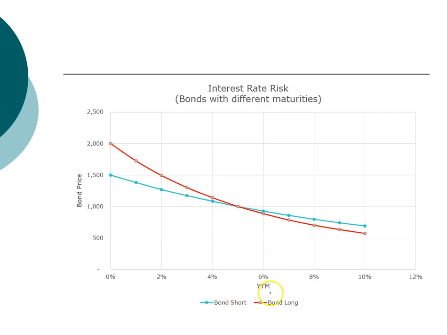Notice that the longer term bond has a much steeper slope. So what that means is when interest rate changes, the drop in price is going to be much greater for the longer term bond compared to the drop in price for the shorter rate bond. So the same change in interest rate results in a much smaller change in price for the shorter maturity bond.